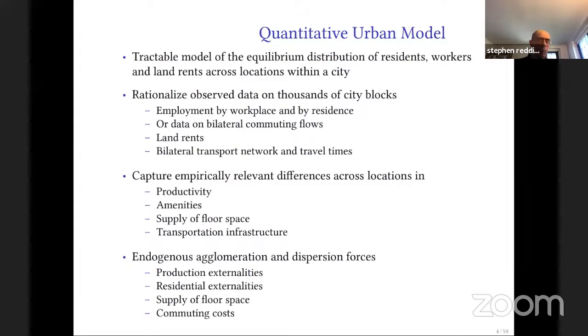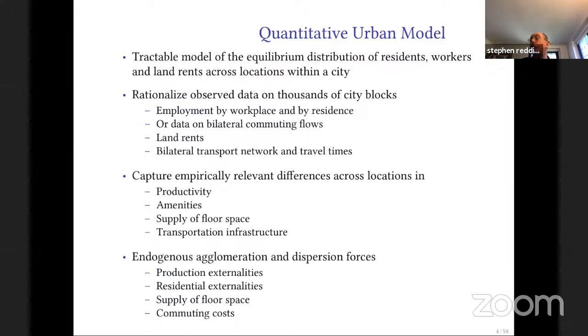And then we're also going to think that we typically observe transport networks. So we might have bilateral shapefiles that show the underground railway lines, the overground railway lines, the roads within a city, and we can use those to compute bilateral travel times between different parts of the city. Or we can use Google Maps to compute bilateral travel times between different parts of the city. And we'd like our model to be rich enough to connect directly to those things that we see in our data set.